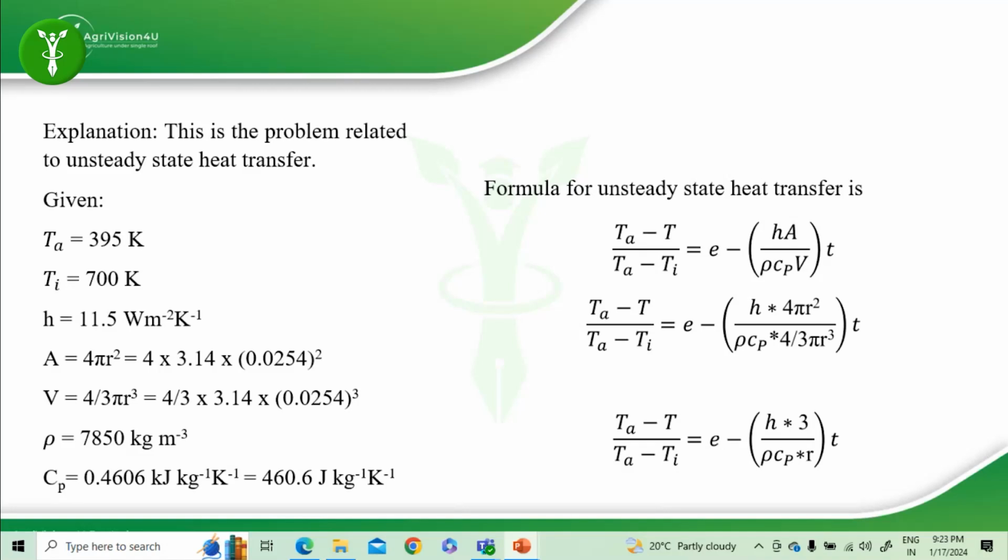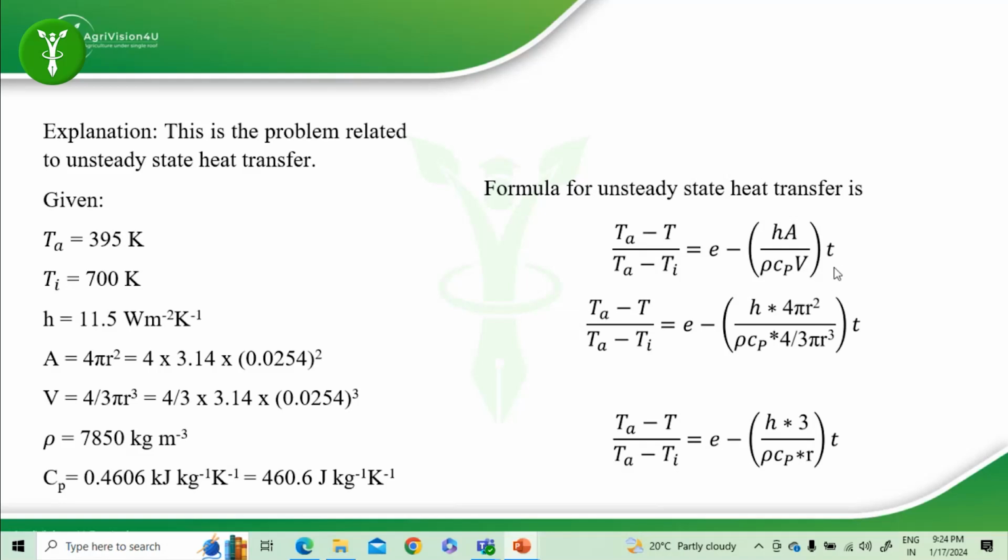Okay, HA rho CPV multiplied by T. Now, what do we have to calculate here? We have been asked to calculate the value of T after time t. We have been asked to calculate the value after 1 hour. So the value of capital T we will be calculating at the time interval of small t.